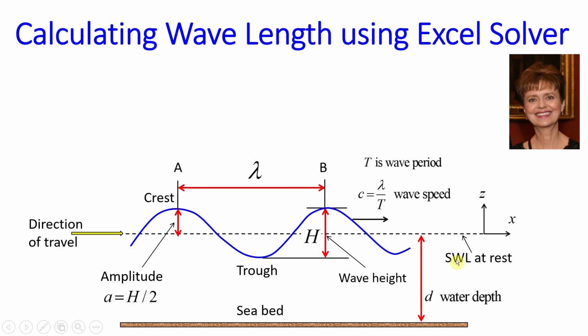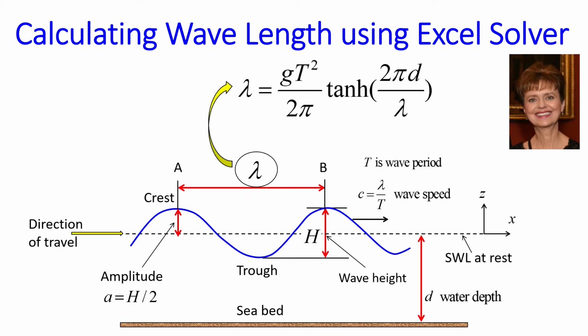C, water level at rest, is where our coordinate system is defined. Origin is at the seawater level at rest. X is the longitudinal coordinate and Z is our vertical coordinate. Since our origin is at the seawater level at rest, it means that Z is negative below the seawater level at rest. So we will need to calculate lambda, and for this we will use this equation.